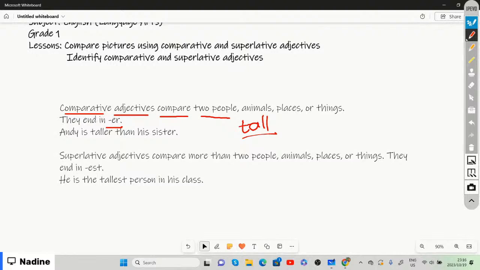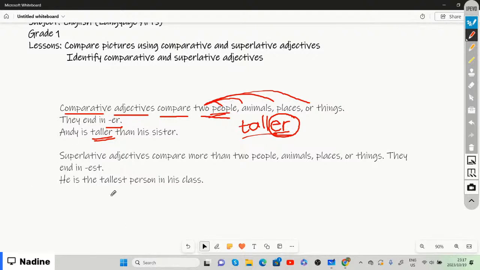So if they are comparing two people and then they add an ER to that word, it becomes taller, right? And as you can see, an ER was added. And that compares to people, to animals, to places, or to things. And in this case, we are comparing two people.